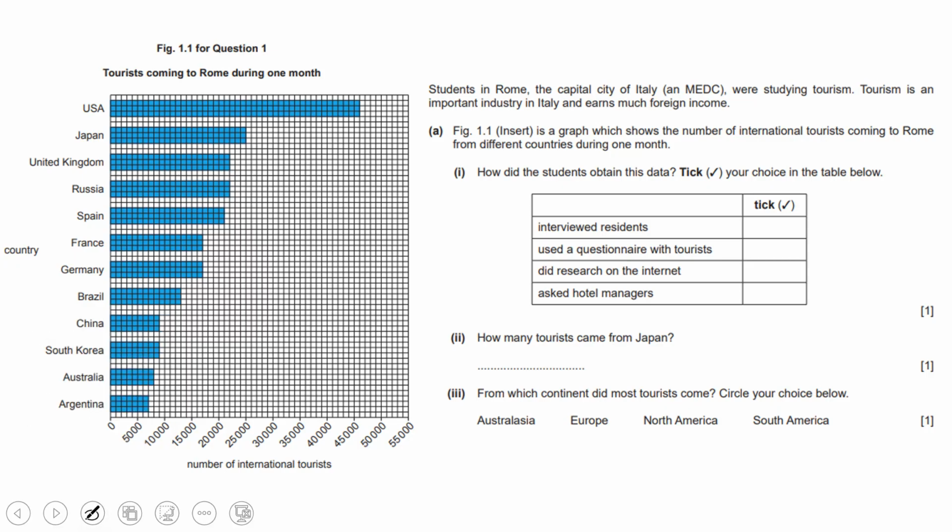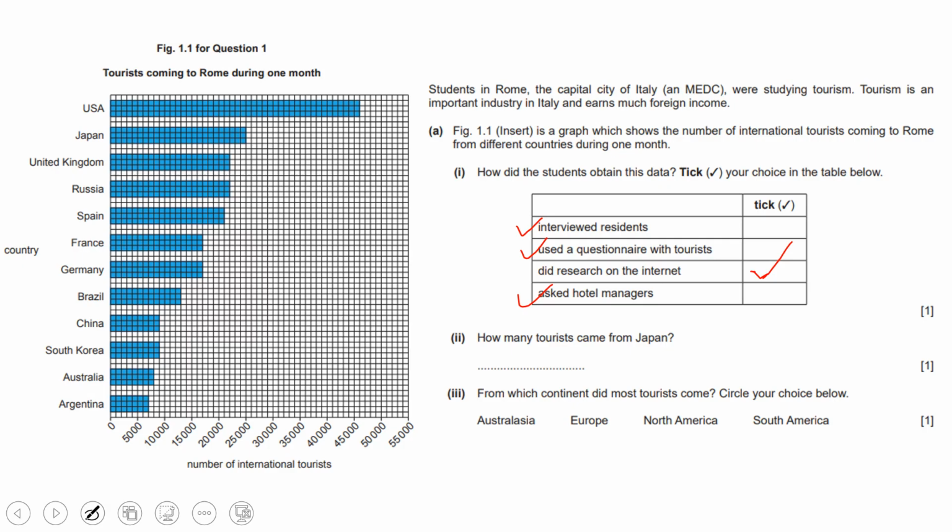Now, it's most likely that this data cannot be gotten from interviewing residents, or using questionnaires with tourists, but by doing research on the internet. This type of data, usually tourists coming to Rome during 1 month, you can actually get from the internet. Because it's already analyzed, it's more like secondary data. Why the other methods here, this is primary. So this is secondary data.